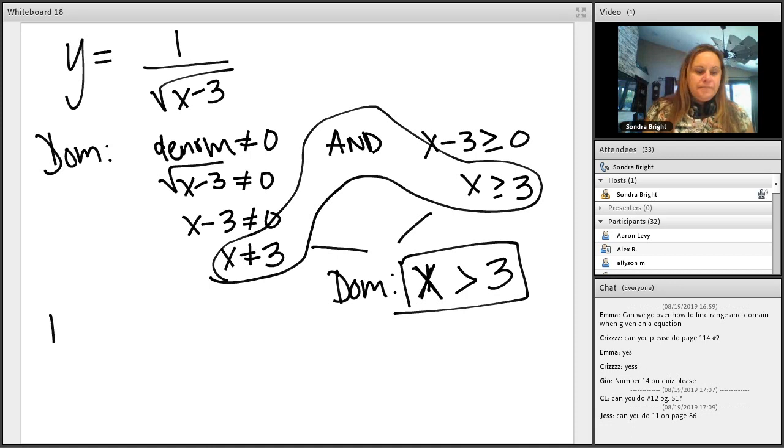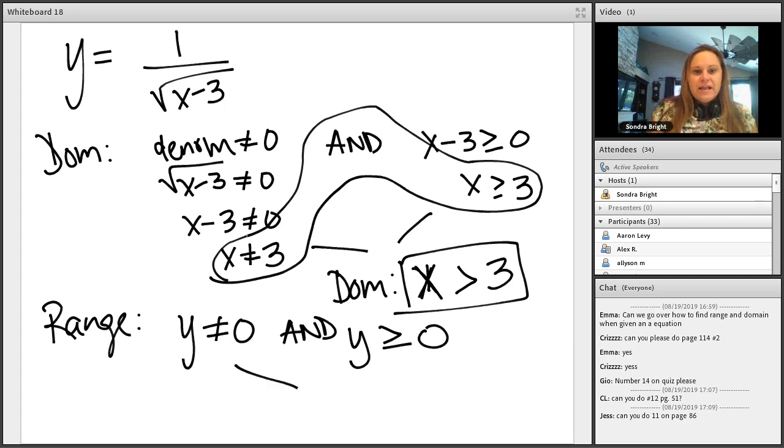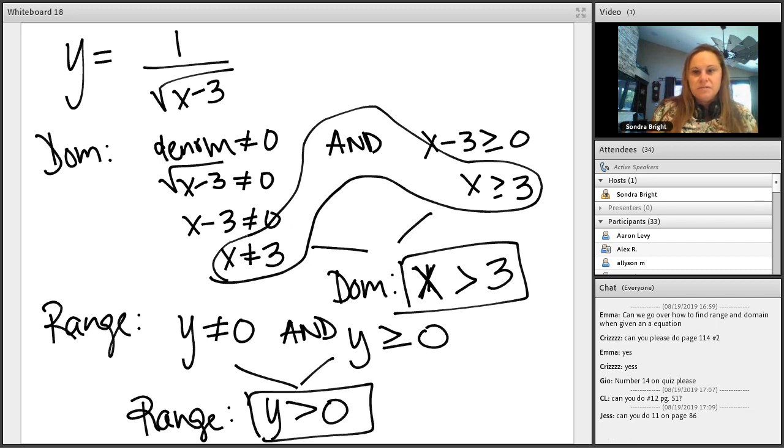And then your range, you've got a number up top, so y cannot equal 0 because of the number up top, but then you also have a radical, and y must be greater than or equal to 0, right? Because you're doing y equals, you've got a radical there, and so putting both of those together means your range ends up being that y is strictly greater than 0. It won't actually equal 0. Hopefully that makes sense.